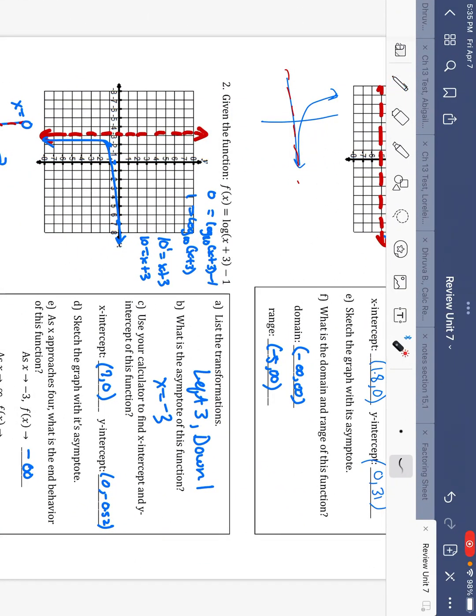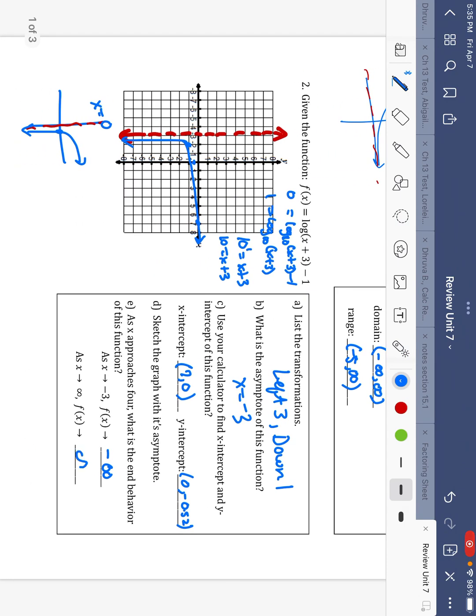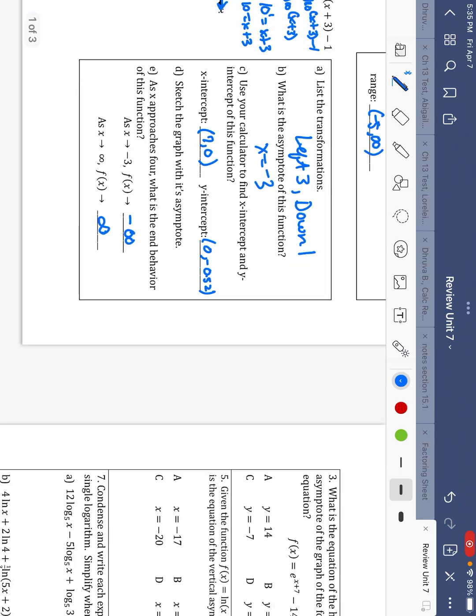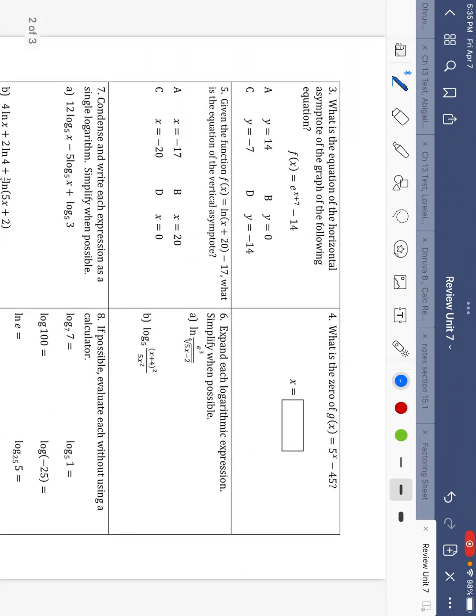There it is. So as I go towards negative 3, the graph goes down forever. And as I go to the right, the graph goes up. All right. Okay, so, what is the equation of the horizontal asymptote?